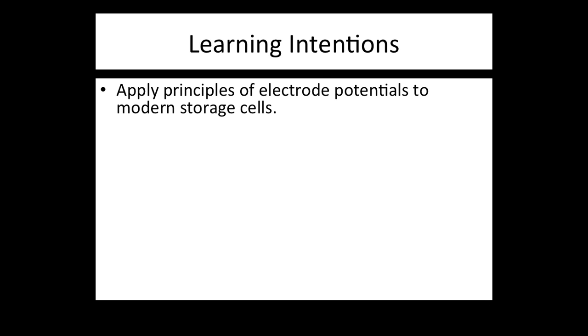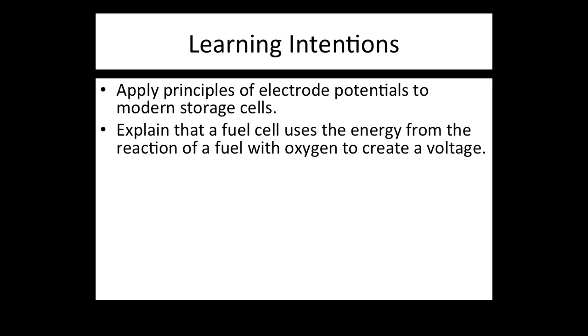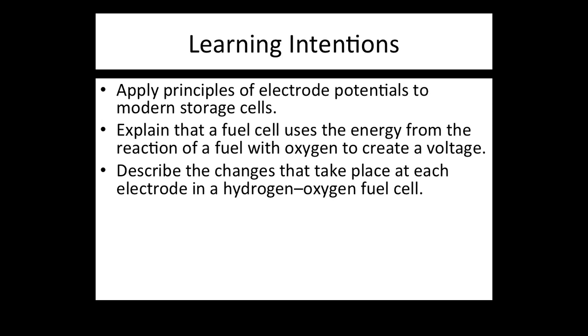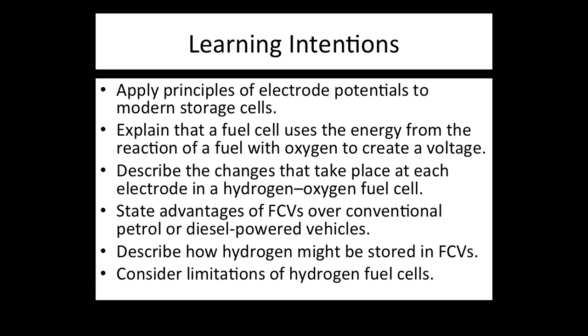The learning intentions for this lesson are to apply the principles we have learnt about electrode potentials to modern storage cells, to explain that a fuel cell uses the energy from the reaction of a fuel with oxygen to create a voltage. We need to describe the changes that take place at each electrode in a hydrogen-oxygen fuel cell, and the final intentions involve recalling the advantages of fuel cell vehicles over more traditional vehicles, how in practice the hydrogen may be stored, and possible limitations of hydrogen fuel cells.